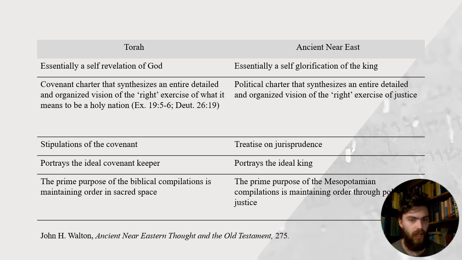The Torah is a stipulation of the covenant, whereas the Hammurabi or ancient Near Eastern codes are treatises on jurisprudence. The Torah is a portrayal of the ideal covenant keeper as the central key theme, whereas the ancient Near Eastern codes portray the ideal state of the king. The prime purpose of the biblical compilation is maintaining order in sacred space, living in proximity to the holiness of God, and therefore very theological and theocentric. Whereas the ancient Near Eastern laws, the prime purpose is the maintaining of order through political justice, much more anthropocentric, and focused on the glory of the king and the glory of the people.